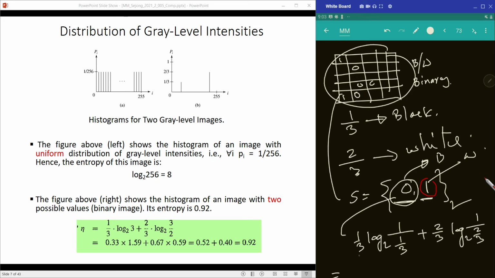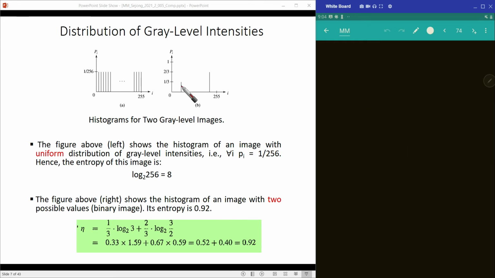Now if we calculate all the symbols and then calculate the entropy, this entropy becomes 0.92. So 0.92 is our entropy. Now let's say we have another image, a gray level image. In this gray level image, the gray level is from 0 to 255.